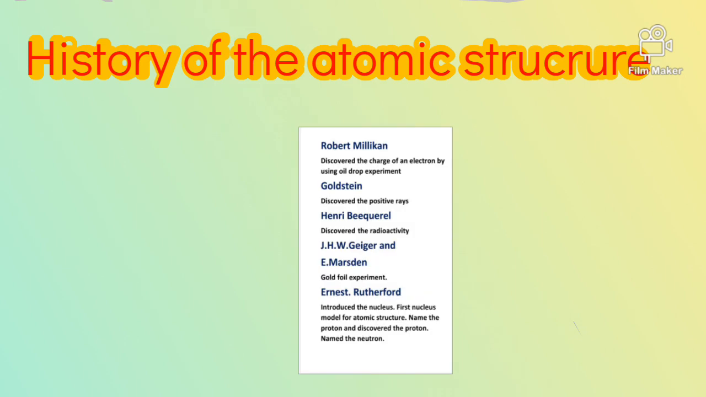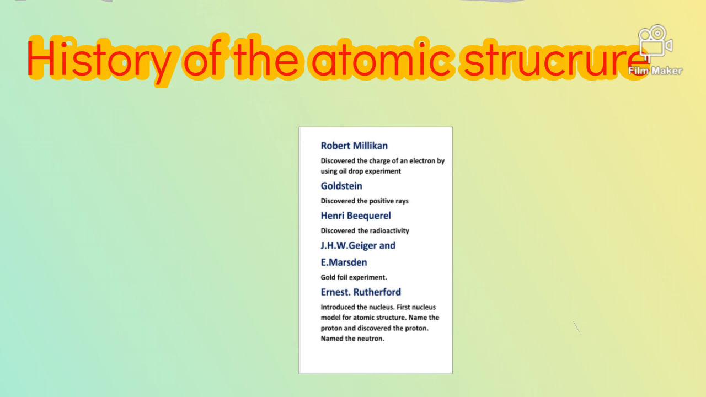Robert Millikan discovered the charge of an electron. He used the oil drop experiment for this purpose. Some people call it the oil drop method. Goldstein discovered the positive rays. Henri Becquerel discovered radioactivity. H. Geiger and E. Marsden did the gold foil experiment or gold leaf experiment.